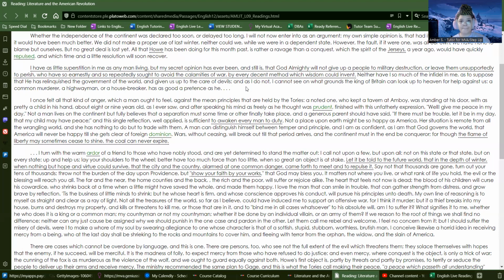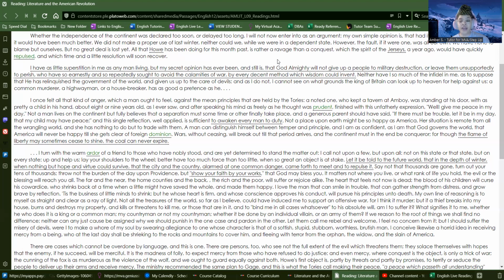Now, if we hover over this question, it says, how might you reword this sentence if you were writing this essay using contemporary language? Now, remember, this is the sentence where he says, I'm not superstitious, but my secret opinion is that God won't give up a people to military destruction, right? So like war, or leave them to perish or be destroyed, right?